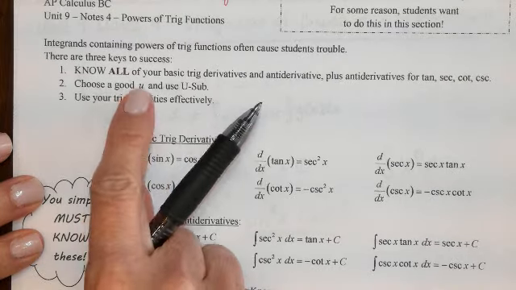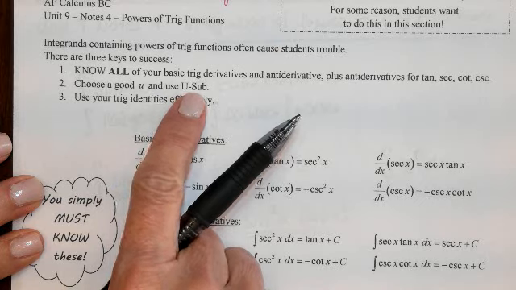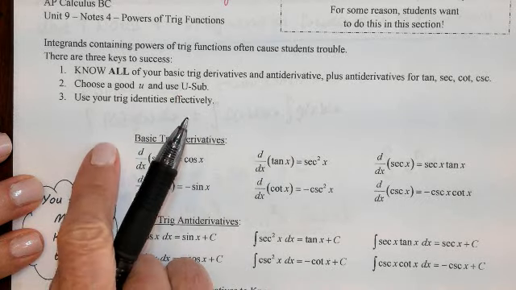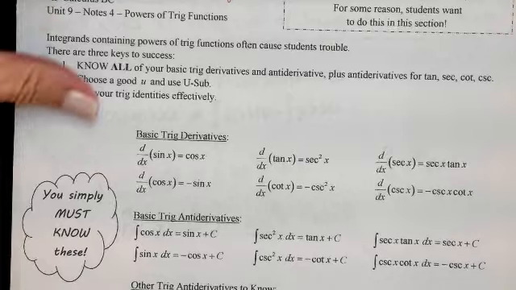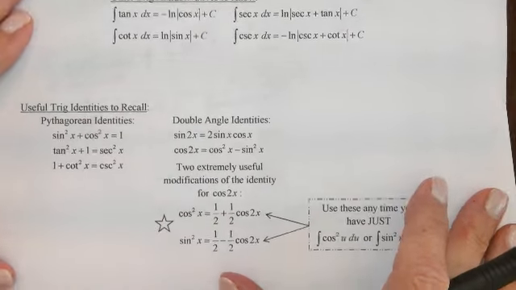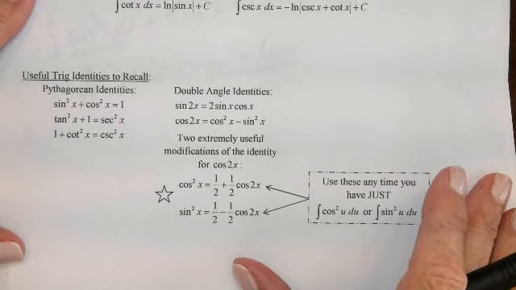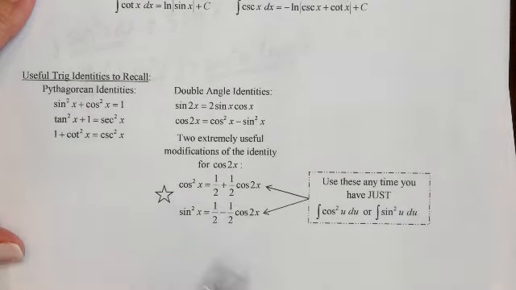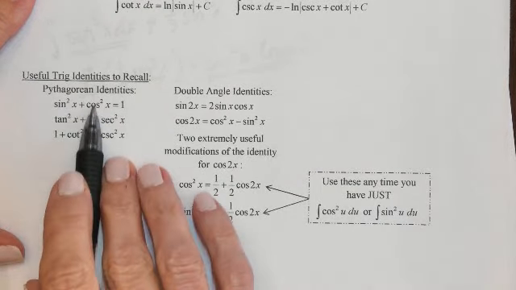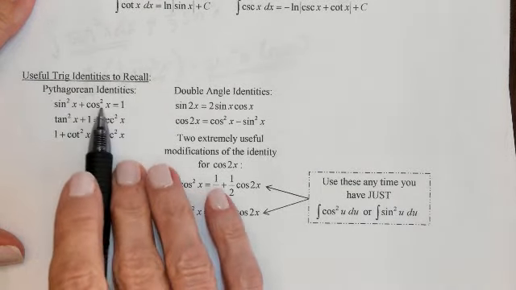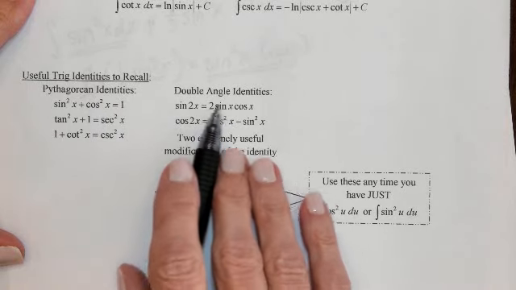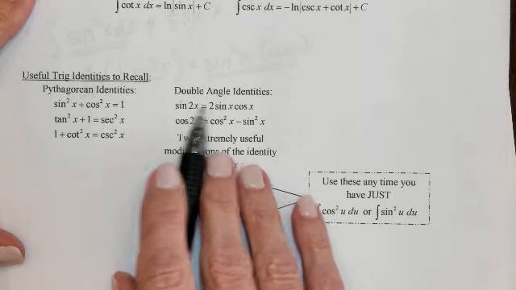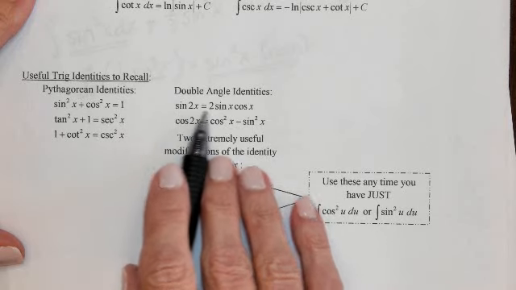Choose a good U and use U sub. And then use your trig identities effectively. Those are the keys to success. Here are some trig identities that are particularly nice to know. Okay? The Pythagorean identities, we kind of know those. We've used those a lot. We have not used so much these double angle identities though. Okay? So these are helpful.